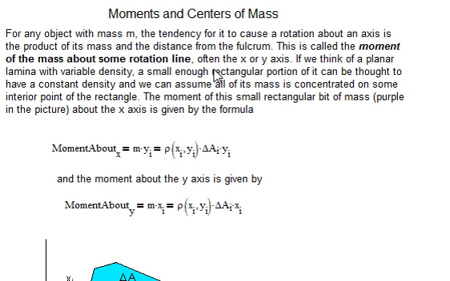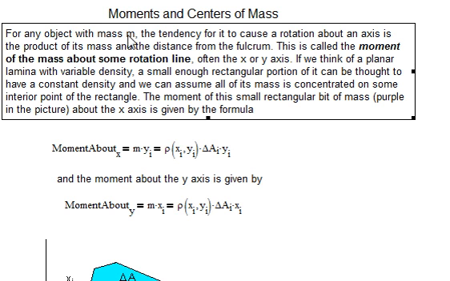This is a topic you may have visited in an earlier calculus semester. I teach it in Calculus 2. But when we have an object with a mass m, the tendency for it to cause a rotation about an axis is the product of its mass m and the distance it is from the place where it's rotating. That's called the fulcrum.